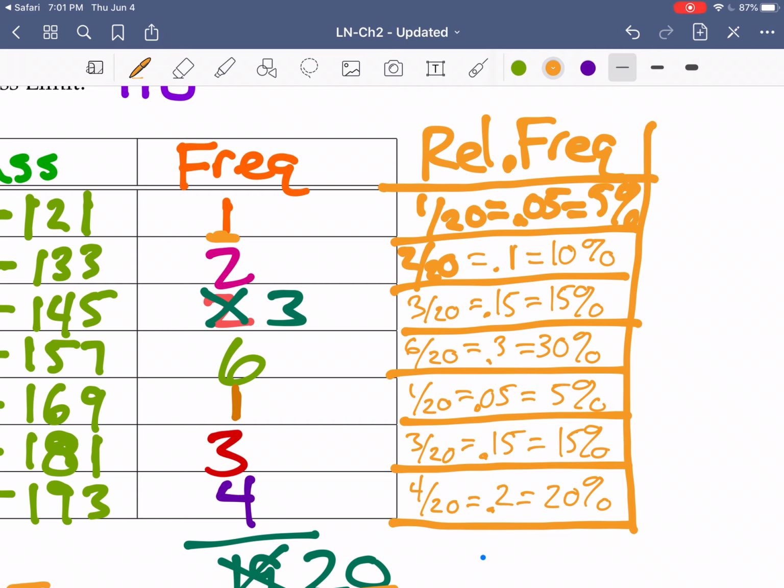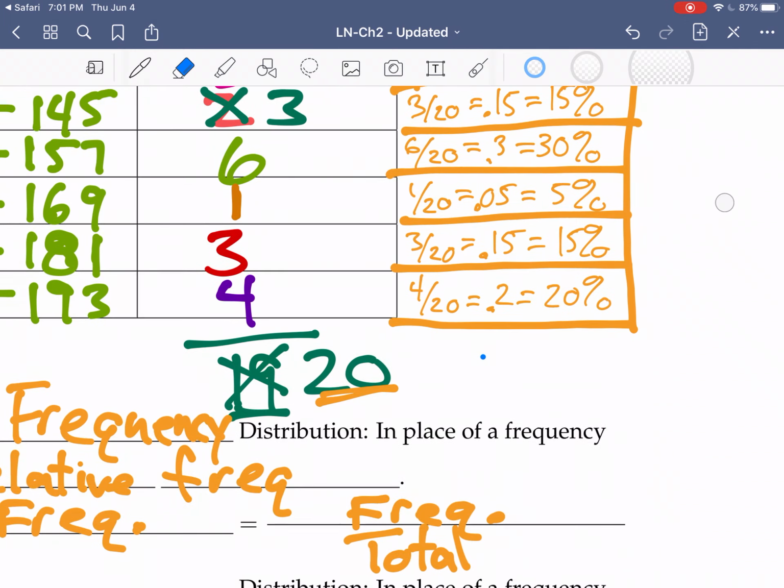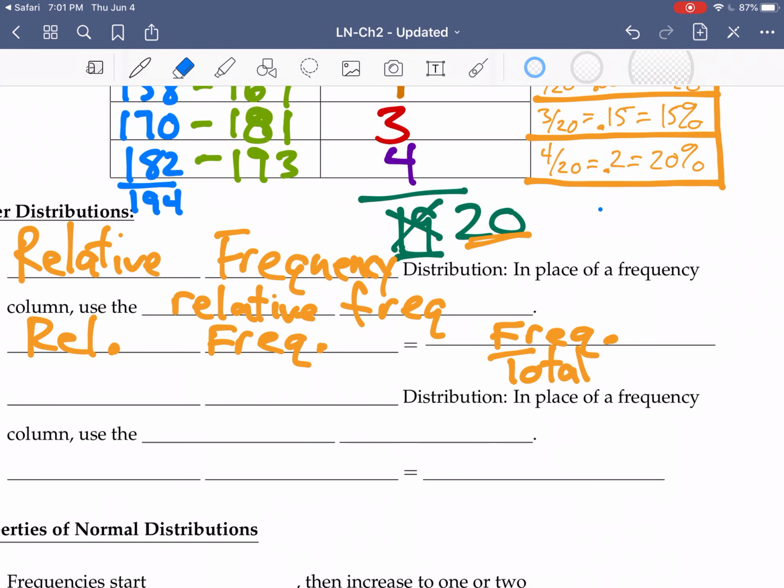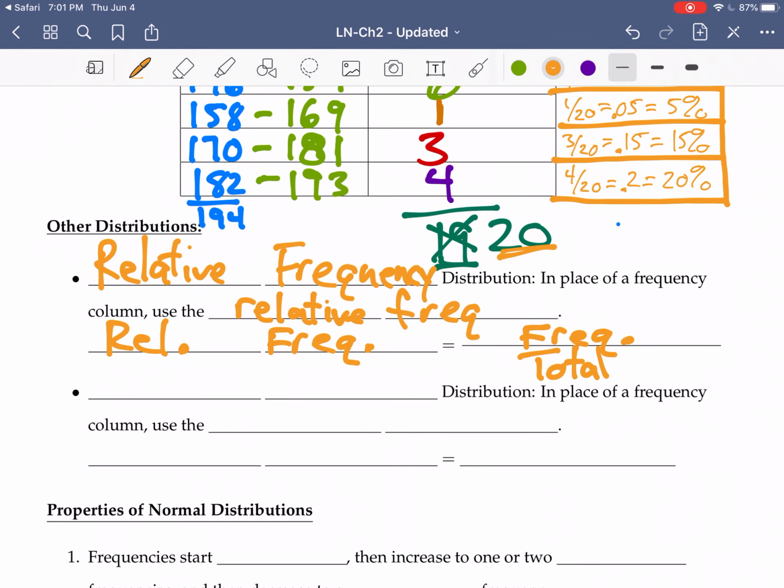Now, if you've done this right, the values in this relative frequency column should all add up to give you 100%, or if you're looking at either the fractions or the decimals, they should add up to 1. So that's a relative frequency. We could also construct something called a cumulative frequency distribution.